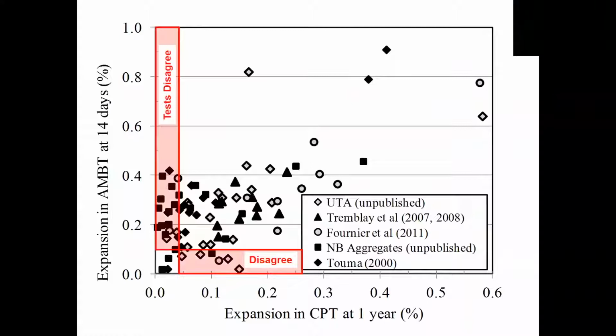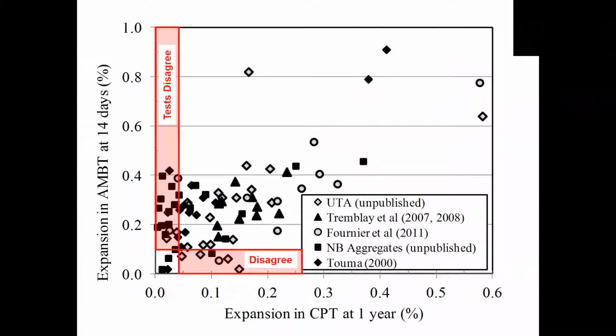If you look at the box in the top left, that represents a case where the accelerated test indicates a mixture to be reactive, whereas the concrete test does not. And then the other box at the bottom right is the opposite conflict, which is where the concrete test indicates reaction, but the accelerated test doesn't. In my experience, based on all the data that I've looked at, looking at different aggregates, these tests can disagree as frequently as 50% of the time in different geographical areas. So it's really quite unfortunate.